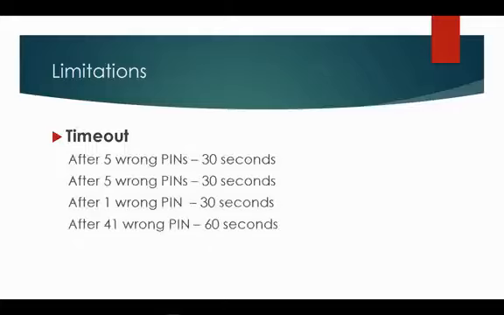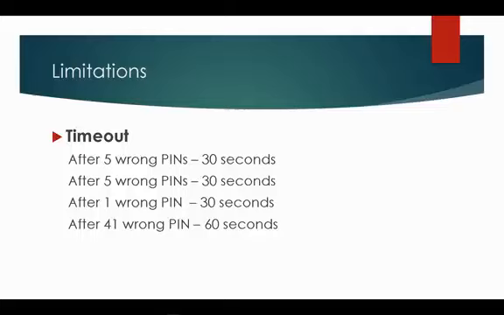What does it mean? After 5 wrong PIN attempts, there is a 30 seconds cooldown, another 5 wrong, another 30 seconds, and then after each wrong PIN, there is a 30 seconds cooldown until you reach 41 attempts. Then there's a 60-second cooldown after each wrong PIN. These timeouts are for stock Android, at least to my knowledge. If you are using a custom UI, like MIUI, then there might be some differences.